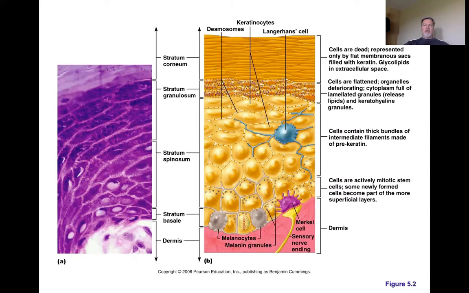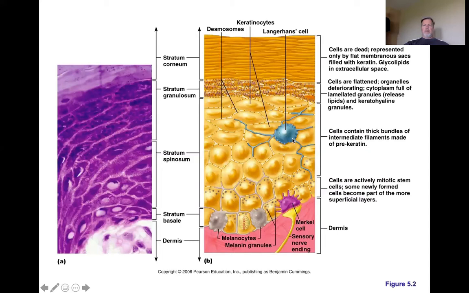Another cell that we find here are melanocytes. Melanocytes are usually down deep. So there's my melanocytes down here. They're producing melanin granules. This is producing the brown pigment that we have on our skin.